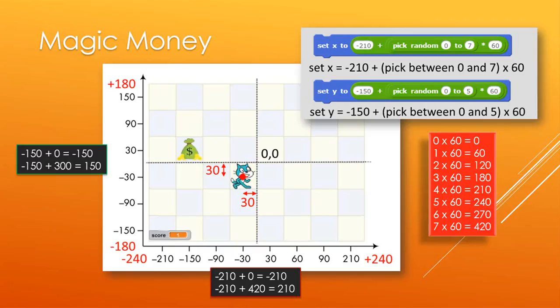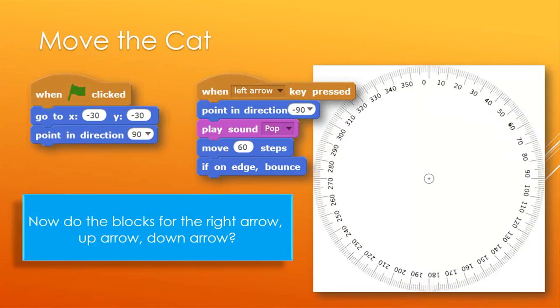If you have ever played computer games and you have a guy chasing you or you are chasing someone else, this is the kind of stuff that gets done to move the little characters around on the screen. So let's get some coding done. Let's start off by moving the cat.